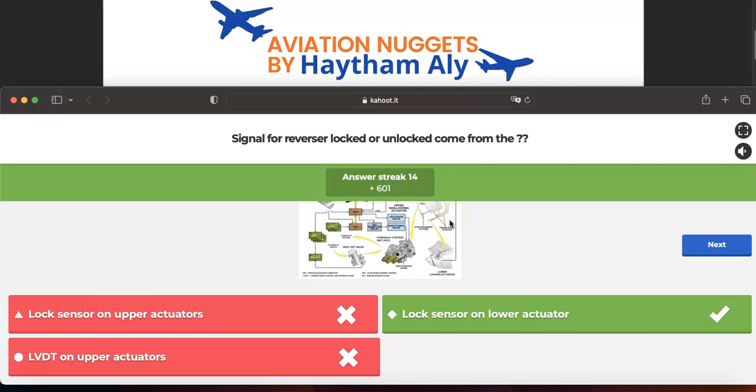So at any time, if you have the ECAM message reverse engine reverse unlock, it is a no dispatch or a no-go message for a normal flight or for a deactivated thrust reverser flight, thanks to the lock sensor on the lower locking actuator.